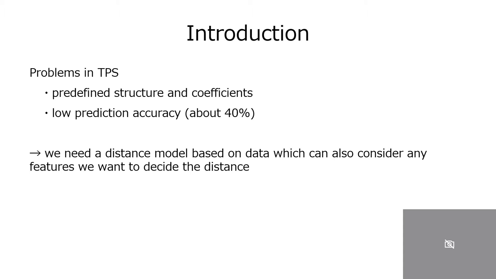Although TPS is based on music theory and some observations, it is not based on data in a precise sense, resulting in low accuracy. So in this study, we generalized TPS to a metric structure of arbitrary feature combinations and proposed a framework to learn the parameters from data.